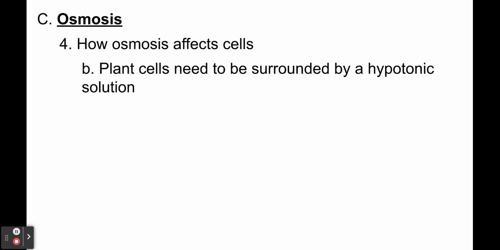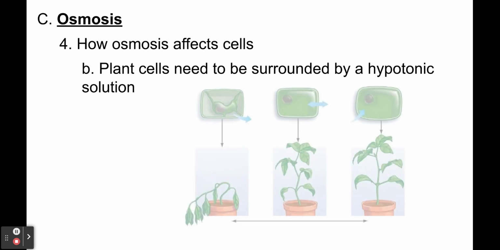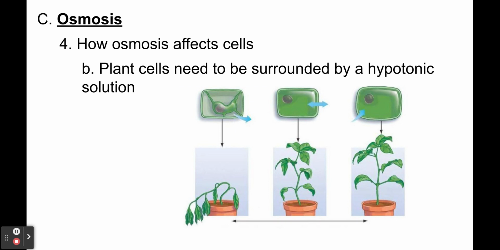Well, last detail, plant cells need to be surrounded by a hypotonic solution. Ooh, interesting. Here's why. Here are the three possibilities for plant cells and what's going to happen to the plant based on the solution it's in. On the left, we've got a plant in a hypertonic environment. There's less water on the outside than there is on the inside of the cells. In that case, water is going to rush out of the cells, and the cells are going to get super, super floppy. They're going to shrivel up, and the plant will be super wilty, and it could even die.